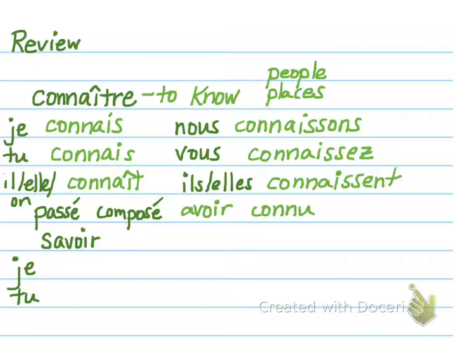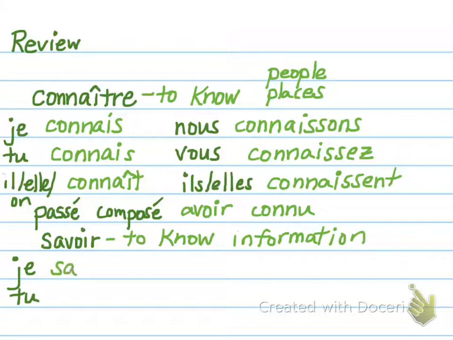When you know information, that's savoir. And again, you're not being introduced to all of the forms of savoir, just the je and the tu forms, which are je sais and tu sais. So again, that was the irregular verb connaître, which means to know people or places, and savoir, which you use for knowing information.